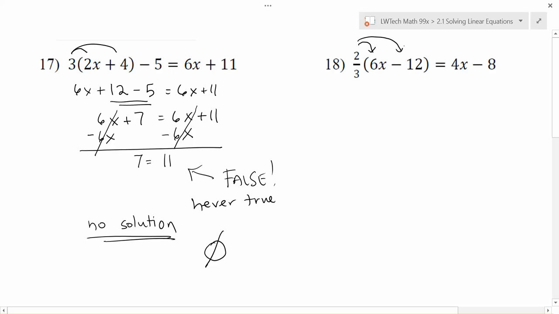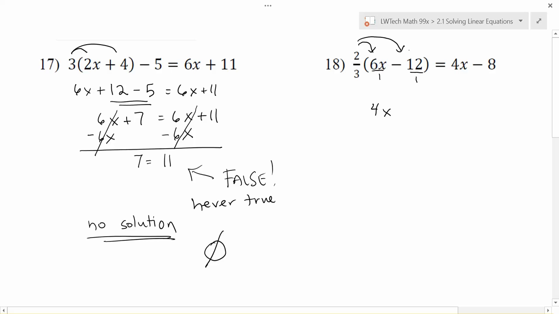So I've got a 2/3 outside the parentheses, so I need to distribute that through. Keep in mind I'm going to be multiplying some fractions here, so you might want to think of this as 6x over 1 and 12 over 1 when you do those multiplications. Here I'm going to do 2/3 times 6x. I can do a little bit of reducing there, and when I'm done, I should end up with 4x.